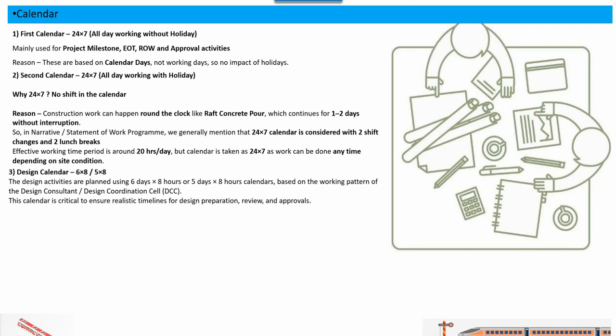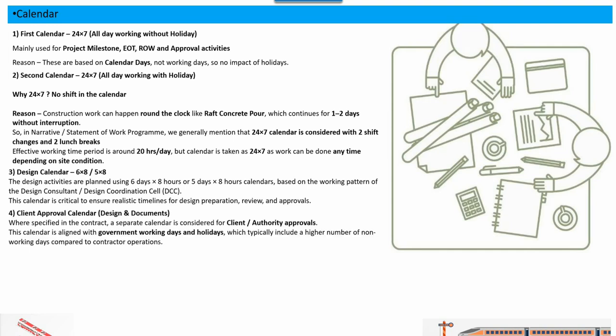Third is your design calendar, which is mainly 6 into 8 or 5 into 8, totally depending upon how your DDC and design consultant are going to work. It can be a 6 into 8 or 5 into 8 work calendar based on their working pattern. Now this calendar is critical to ensure your timeline for the design submission and approval, and the availability of the design consultant. Now the client approval calendar.